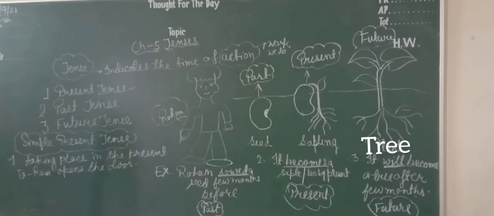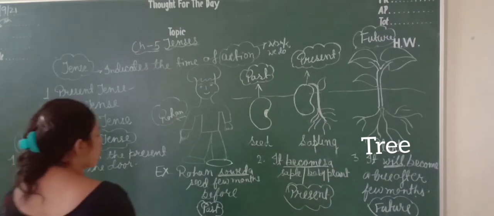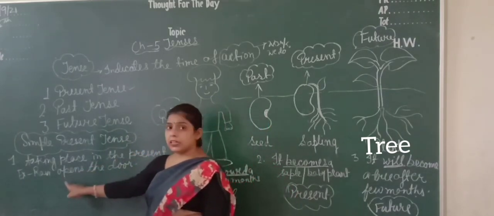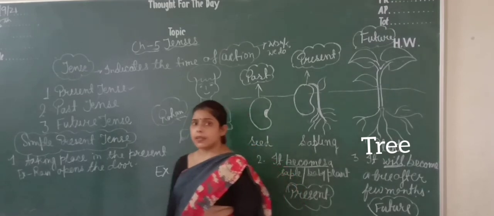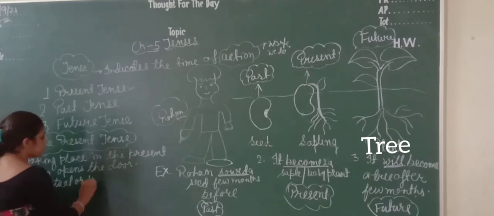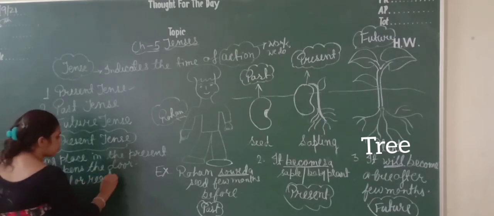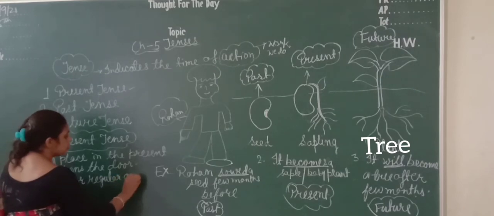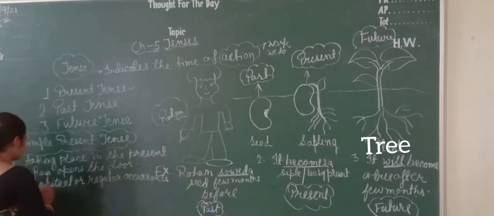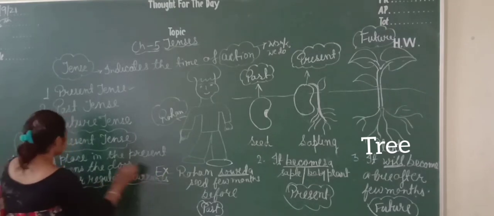In the present, Ravi opens the door. This action is taking place in the present. It means this is simple present tense. Now, second, habitual or regular occurrences.